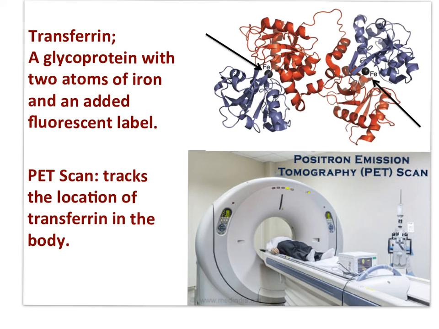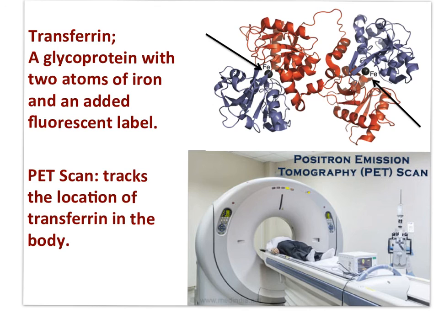The procedure goes as follows. A small amount of transferrin is given via a vein injection. The patient waits for an hour or so as the tracer, the transferrin, travels within the body. Transferrin moves through the bloodstream and accumulates in organs and tissues that use transferrin, particularly the iron.